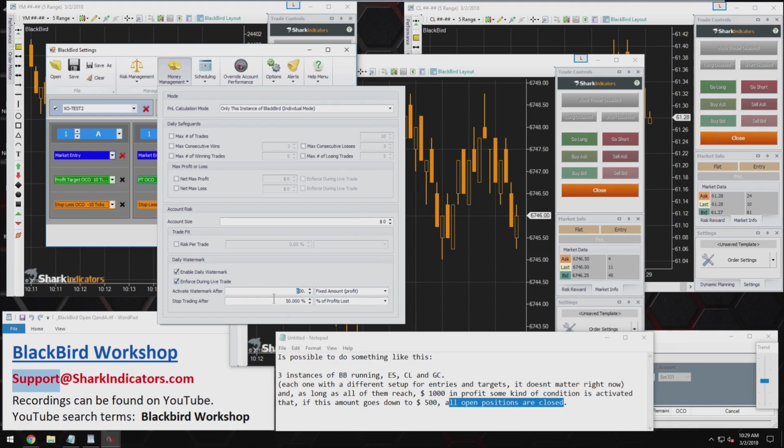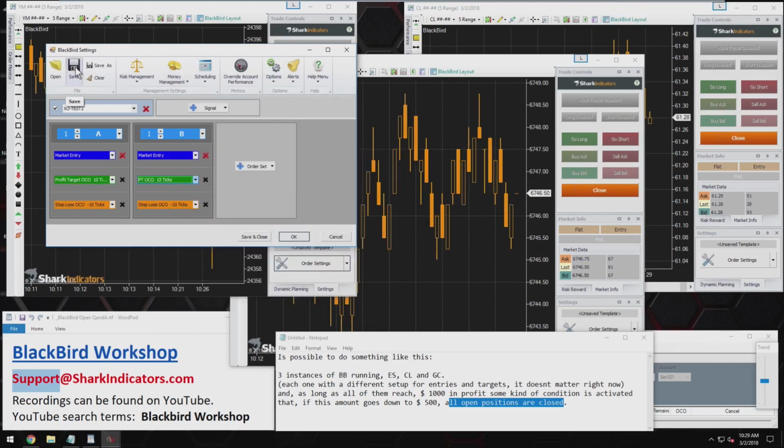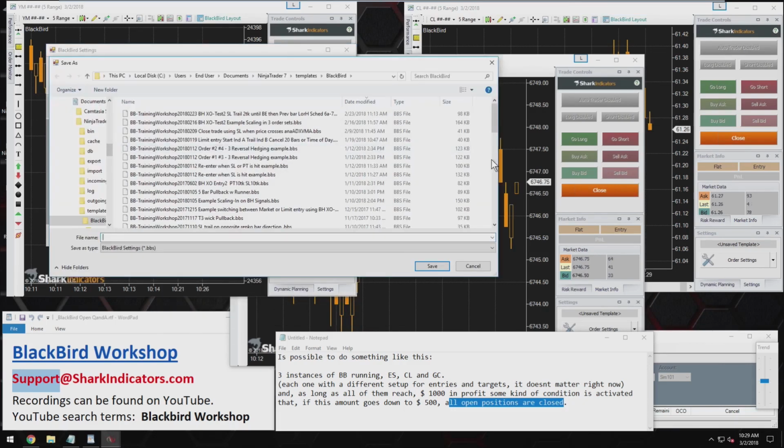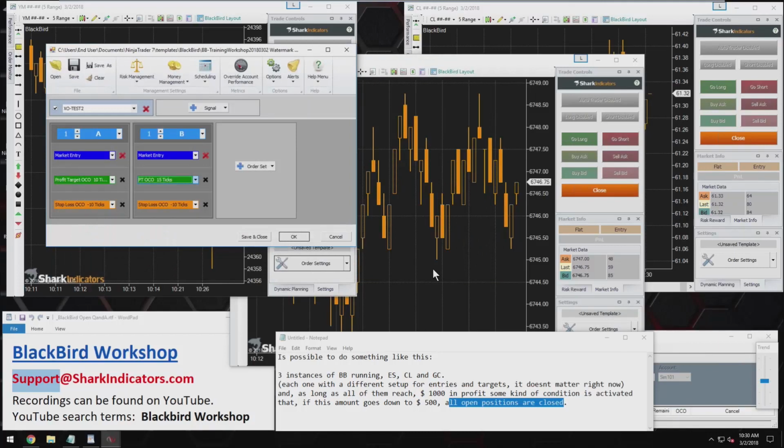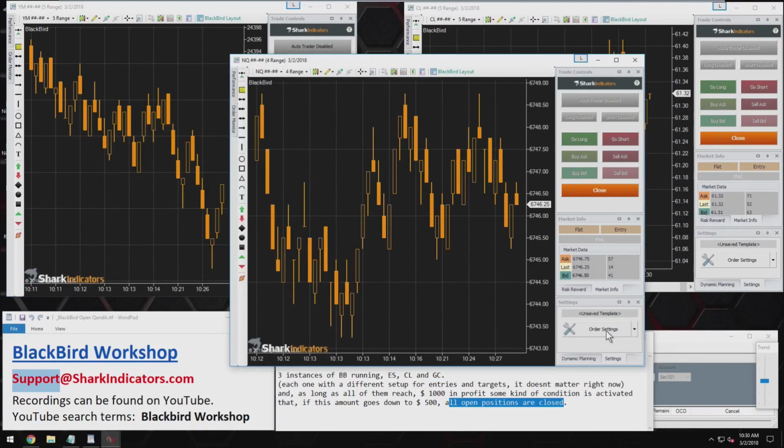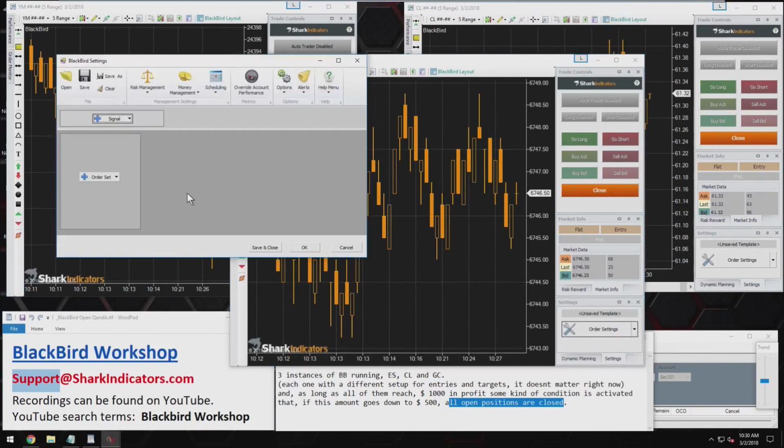So, all right, so we have that set up. Let me save this. I'm going to save these, and that way I can load it up on the other Blackbirds quickly here. All right, so March 2nd already. All right, we'll just call this the watermark example. All right, let's save that. Click OK. And now I'll just load the same file into these others here.